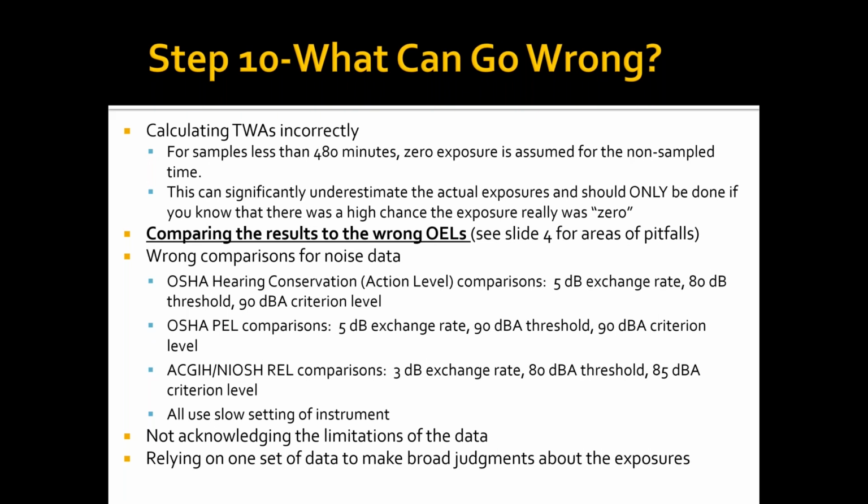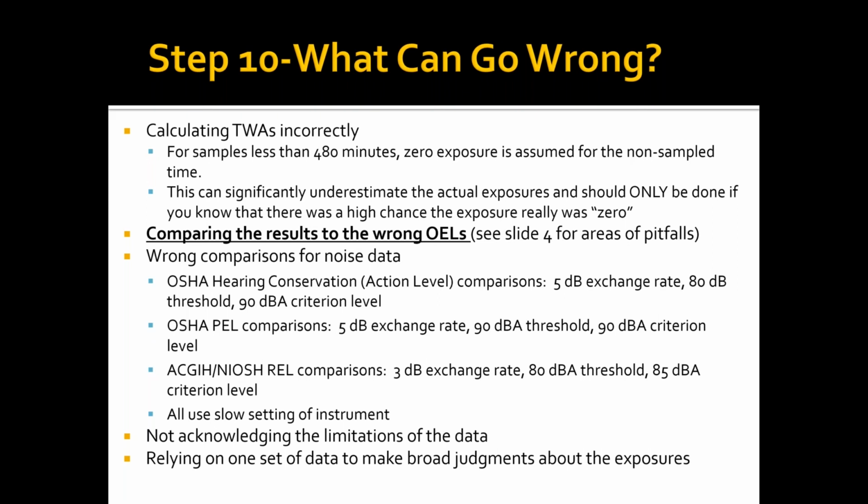In noise data, there are 3 primary ways of doing noise assessments, and I see people comparing their noise results to the wrong exposure limits all the time. For example, they'll get a time-weighted average of, say, 92 decibels with the hearing conservation level settings, and they'll compare that with the PEL. You can't do that. You have to compare apples to apples, and this is probably one of the most frequent things that I see people doing with noise reports.